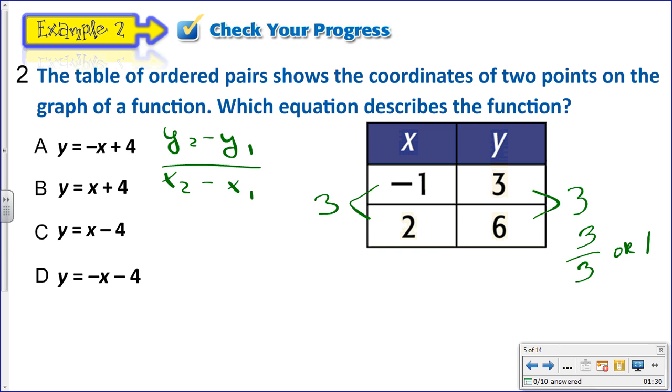What's your y2? It's 6, isn't it? Minus, what's your y1? Over, what's your x2? 2, minus what? What is that? Isn't it? You guys with me so far? Okay, now, based on my slope, can I eliminate some answer choices? Which one's going to be eliminated?